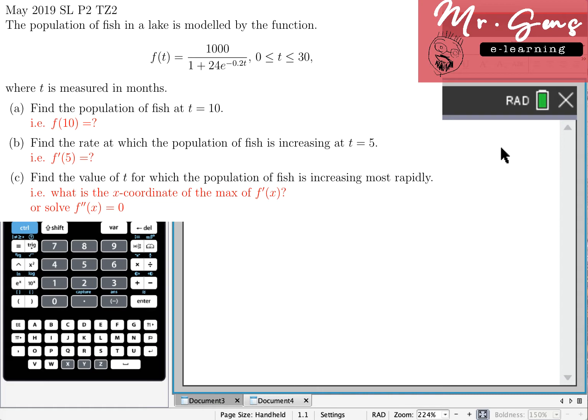Second part is asking for the rate when t is 5. Rate of change means derivative, so we need f prime of 5. And part C is asking for the most rapid increase. It is still rate. When does this maximum happen? We need the x coordinate of the maximum point of the f prime of t graph, or we need to solve the f double prime of t equals 0 equation.